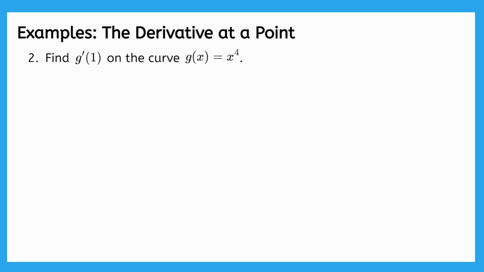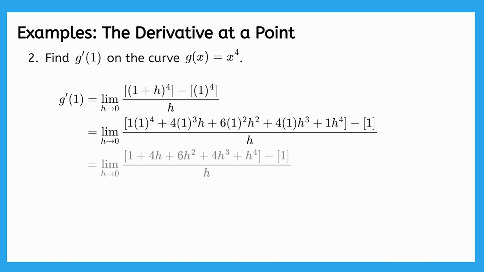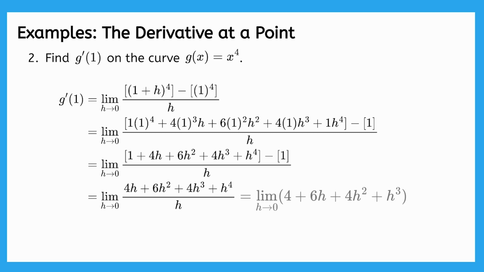For number 2, the setup is a little quicker, since there's only one term in the function. Then we need to expand this binomial to the 4th power and clean it up a bit. We reach a point where the h's will cancel, and then we can use direct substitution to find that g prime of 1 equals 4.